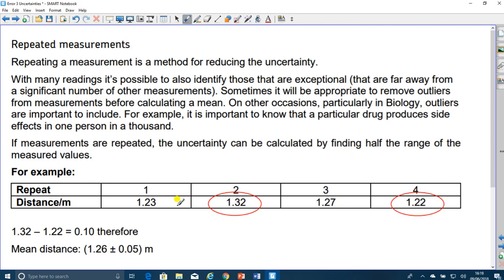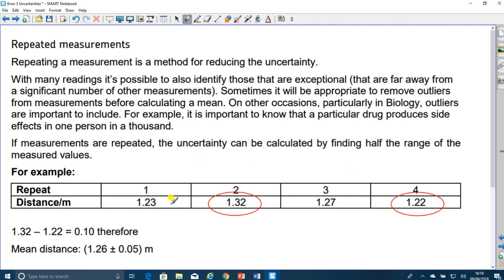Now, this is where we've got repeated readings. When you have repeat readings, there's another way to calculate uncertainty. Where we've got random errors, we might repeat an experiment several times to try to reduce the impact of those random errors. We do repeat readings in many experiments, as you've done in your required practicals. And here you can see there's another way to calculate uncertainties, and that is plus or minus half the range.